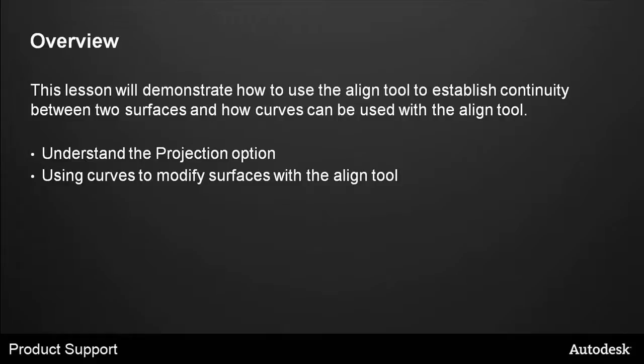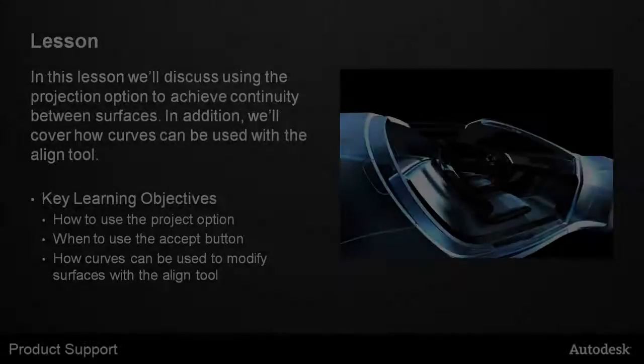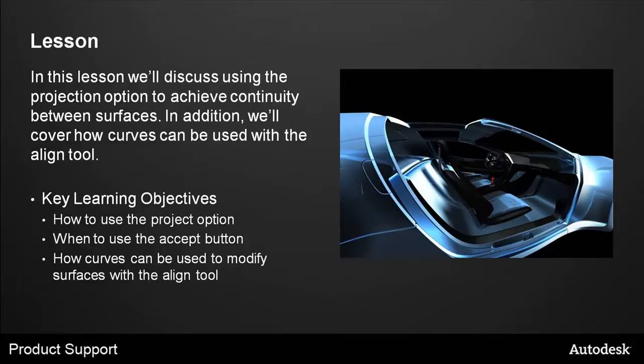Understanding the project option and using curves to modify surfaces with the align tool. In this lesson, we'll discuss using the projection option to achieve continuity between surfaces. In addition, we'll cover how curves can be used with the align tool. The key learning objectives are how to use the projection option, when to use the accept button, and how curves can be used to modify surfaces with the align tool.